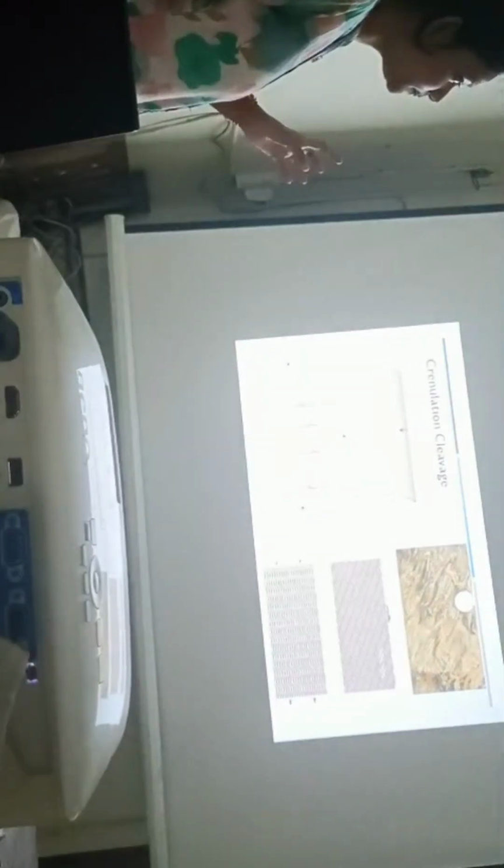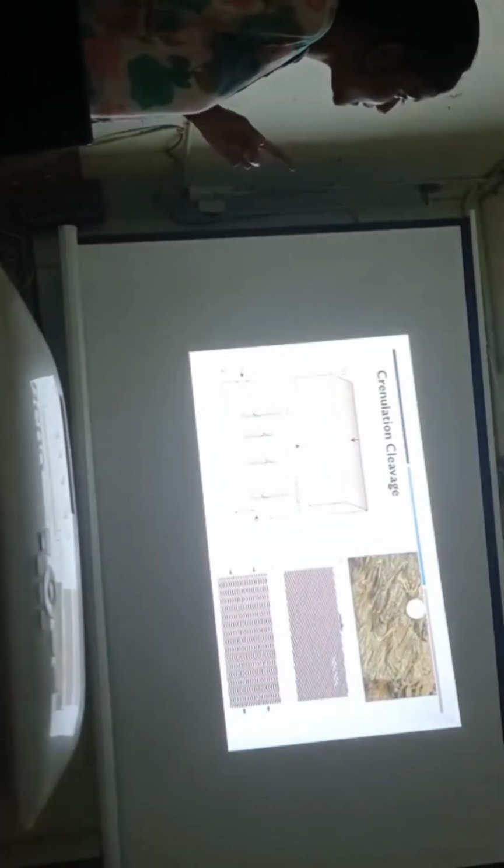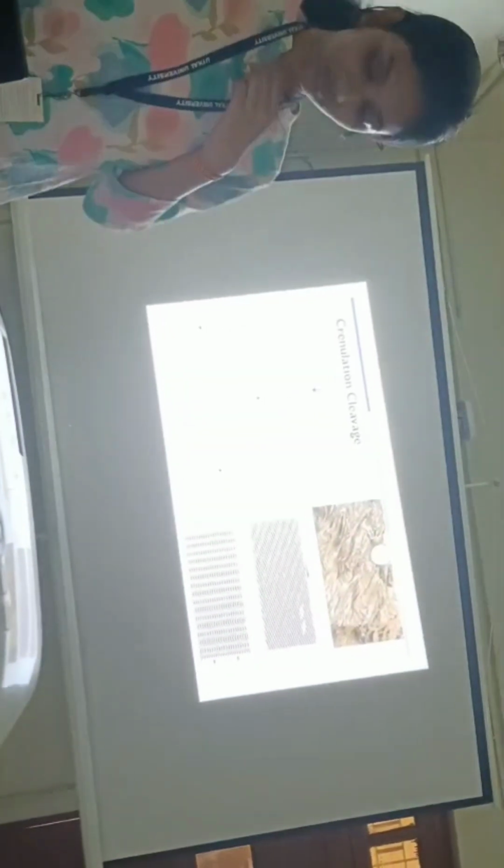Here the lower diagram is the symmetric crenulation cleavage, which is formed by parallel layers of shortening. These form folds where the limbs are of equal length. But in case of asymmetric crenulation cleavage, they are formed by shearing. Here they form asymmetric folds with S and Z geometry.